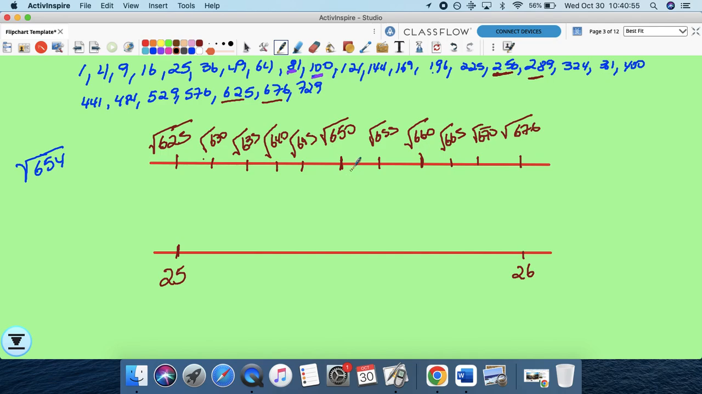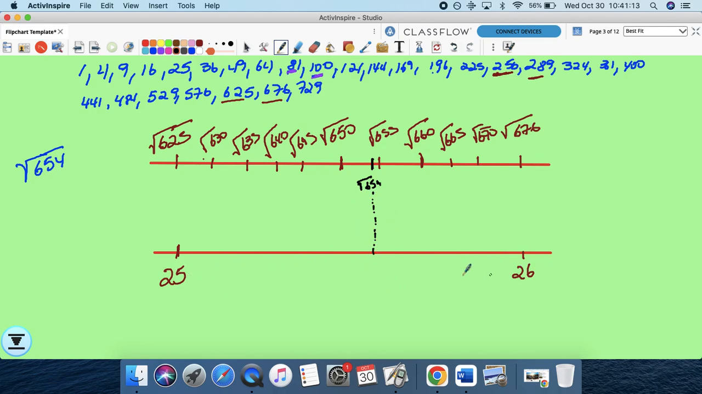And now what do we do? From 650, let's find 654. That's 650 to 655. 654 is right here. Square root of 654. And you drop a line so it hits the bottom number line. And we've got to figure out what number that represents.